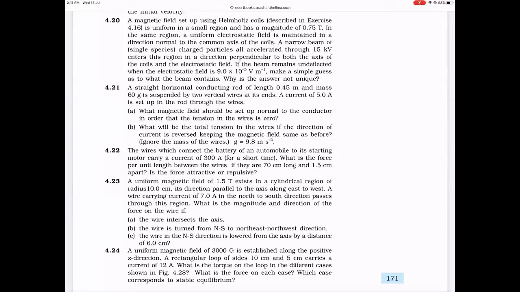So he has given you the magnetic field, then he has given you the kinetic energy of the electron, then he has given you the electrostatic field. Then he is asking you to make a guess on what the beam contains. Now velocity is equal to E by B, so there is no q in it. Only if q is known can you make a guess. If q is not known, there is no way you can make a guess. That is why the answer is not unique. It can be any particle.